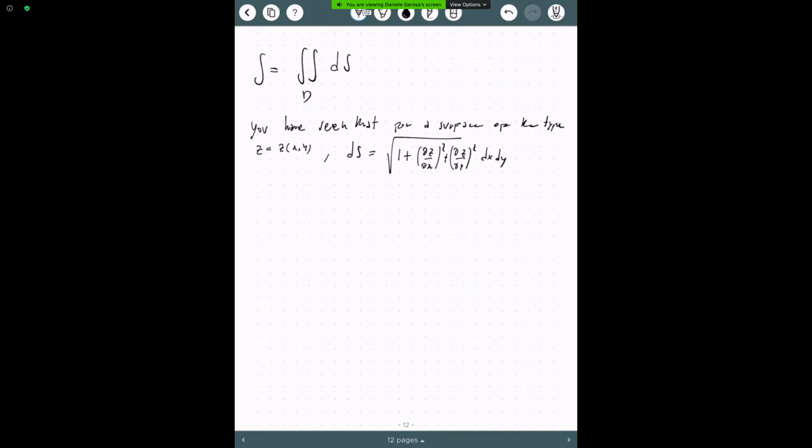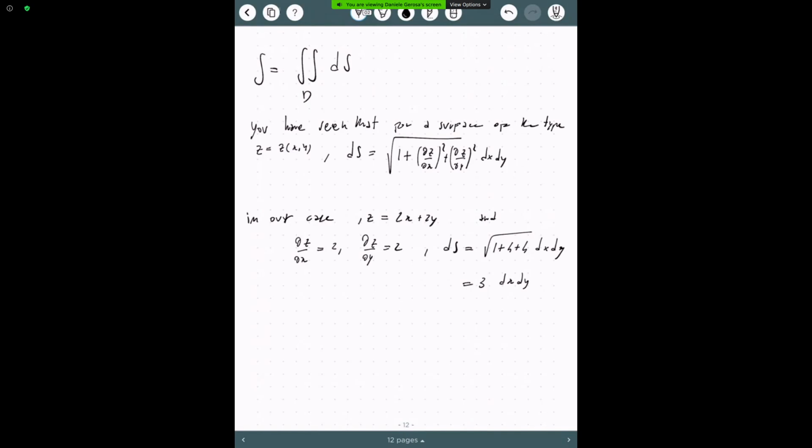So in our case, the function is essentially linear in both variables. So this contribution will be constant, like one would expect. So in our case, we have z is equal to 2x plus 2y, and dz/dx is equal to 2, dz/dy is equal to 2, and dS is therefore equal to the square root of 1 plus the square of 2. So it's 4, so this is 3 dx dy. So the measure here is constant.